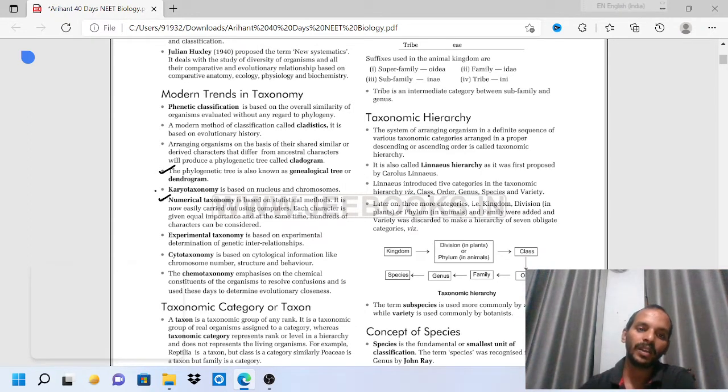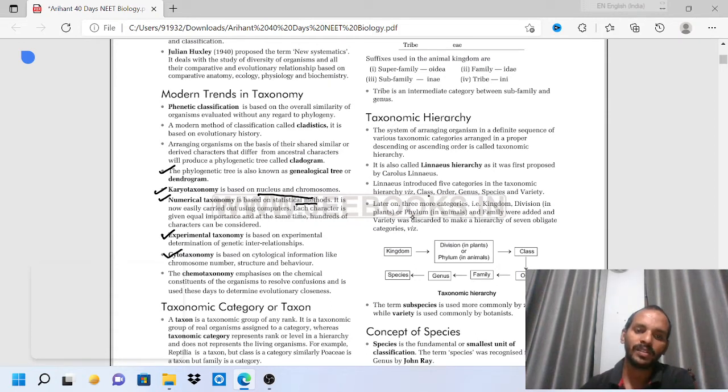Numerical taxonomy, karyotaxonomy. Karyotaxonomy is about the nucleus and chromosomes. Karyo means nucleus. Numerical taxonomy is based on statistical methods. Numerical means statistical methods. There are a number of characters, and organisms are classified according to the number of characters. Experimental taxonomy is based on experimental determination of genetic interrelationships.